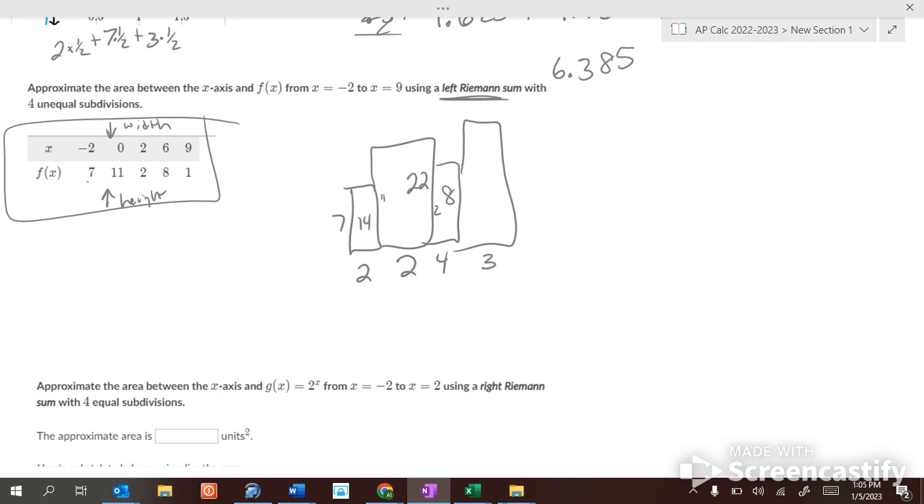The width of the next one is 3. The height is 8. And 3 times 8 is 24. And so we just add these numbers together. That's what a Riemann sum is. Okay, so that's 30 plus 34 is 64. Okay, Riemann sum.